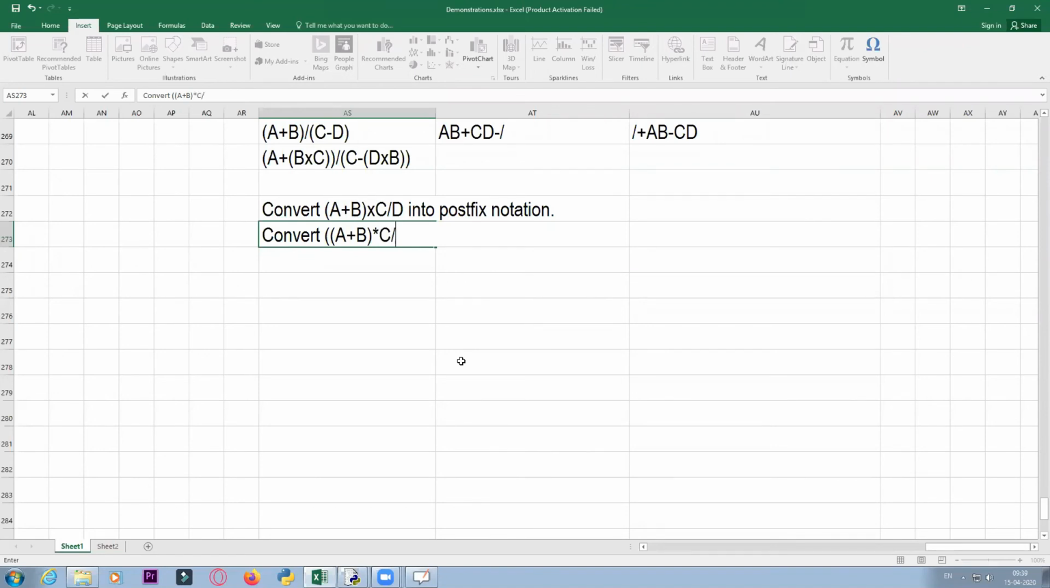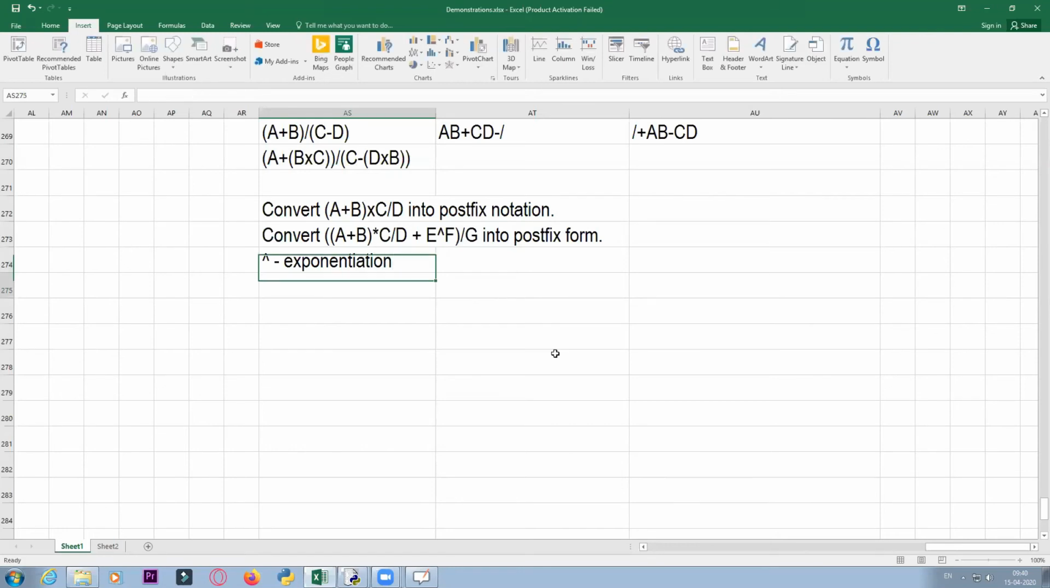Plus b into c divided by d plus e raised to the power f divided by g. Convert this into postfix form. Now this is known as exponentiation. This caret symbol is for exponentiation. What is exponentiation? If you write A caret B, it stands for A raised to the power B.